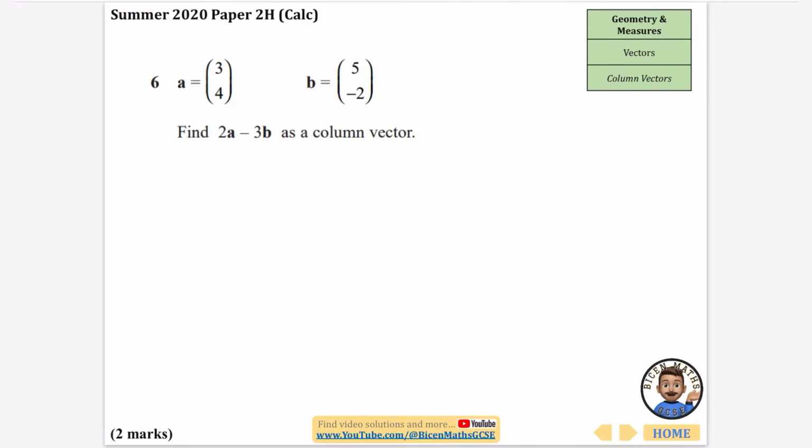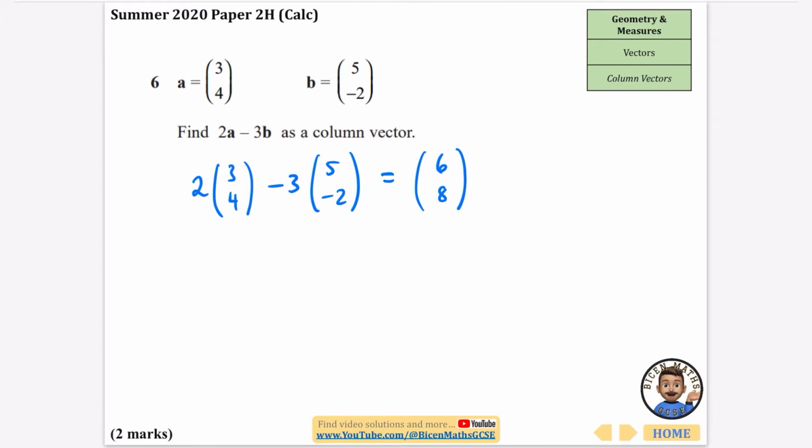Okay, let's have a look at this one. Very simple. It wants us to do 2a minus 3b as a column vector. So I'm going to do 2 lots of (3, 4). And then I'm going to do minus 3 lots of (5, minus 2). Now, all you've got to do here is just be very careful when you multiply by the negative. So I'm going to do this one multiplied by 2. That's going to give me 6 and 8. And then I can leave the negative outside and times them by 3, or I could multiply it in. I'm going to leave the negative out, and I'm going to just times the middle numbers by 3. So it's going to be a 15 and a minus 6.